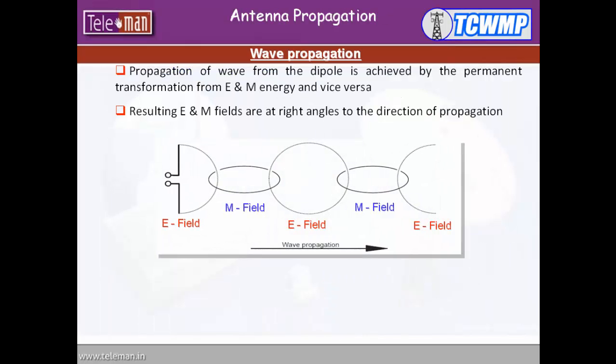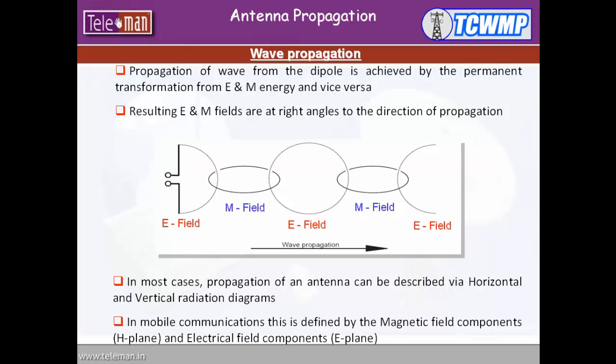Now we'll talk about wave propagation. Wave propagation or antenna propagation, we already discussed this: propagation of a wave from the dipole is achieved by transformation from electromagnetic energy and vice versa. Resulting electromagnetic fields are at right angles to the direction of propagation. So let's say the electrical field is perpendicular and the magnetic field is parallel to the earth surface. So it is vertical polarization.